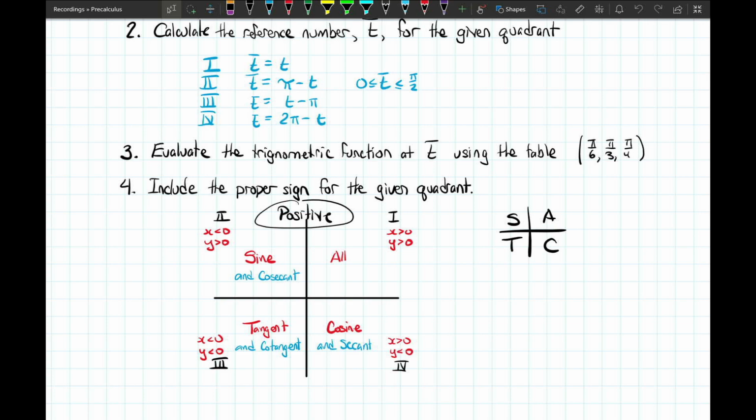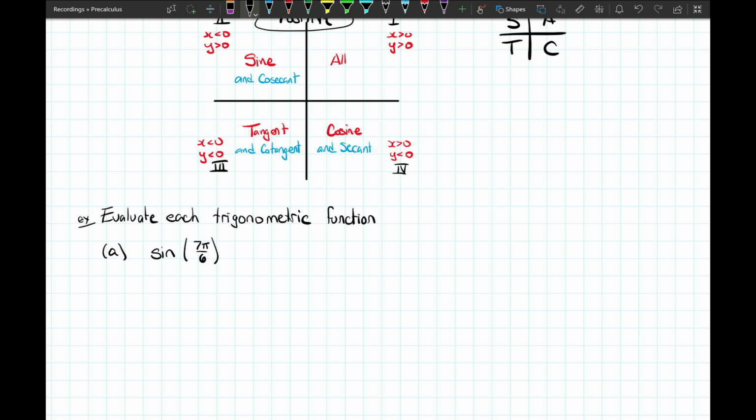So let's try this process out and evaluate sines, cosines, tangents, cosecants, secants, and cotangents at a couple different real numbers. Okay, let's start with evaluating sine of 7 pi over 6. The first thing we could start off by looking at is knowing that 7 pi over 6 is somewhere on the unit circle from 0 to 2 pi. So we can use this little notation: 7 pi over 6 is a number in the set of numbers from 0 to 2 pi. So we don't need to worry about step 1 about finding a coterminal value.